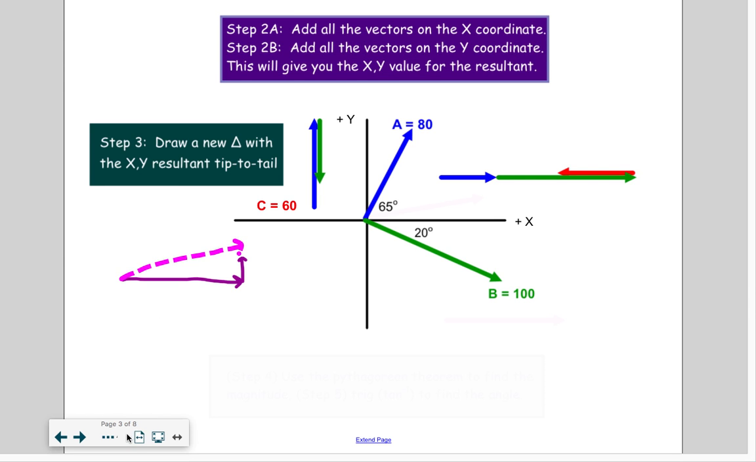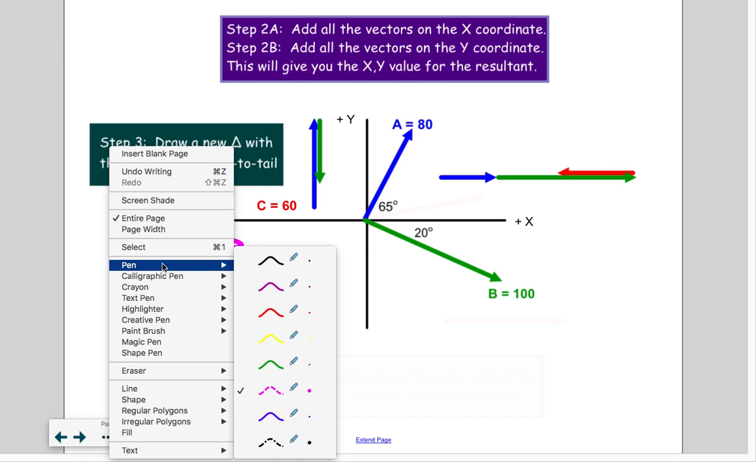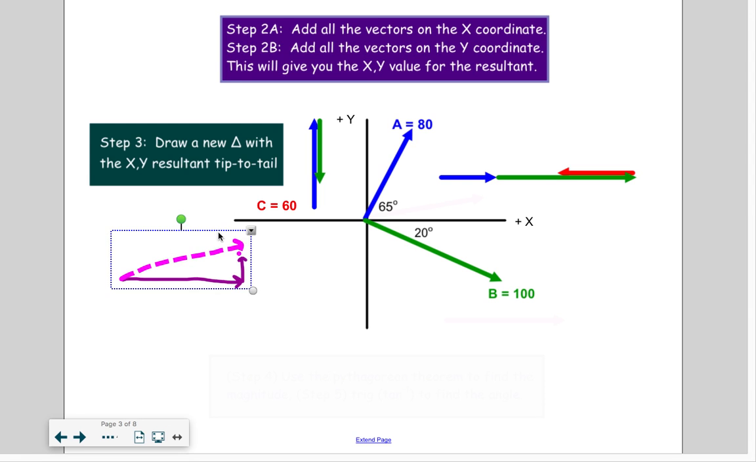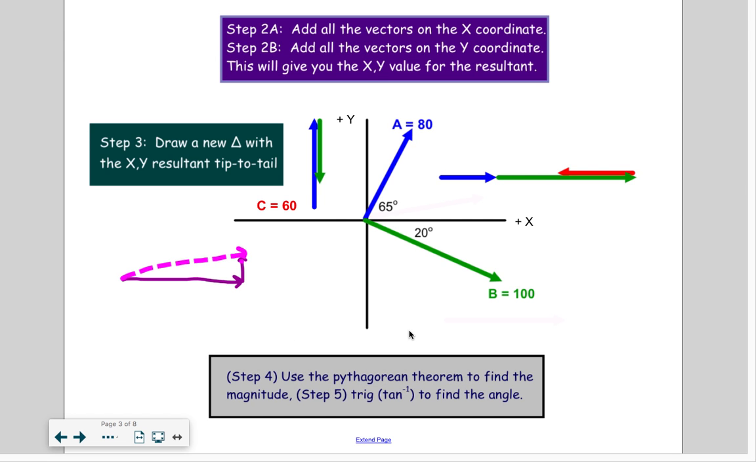Okay? And let's see if I can readjust that a little bit so that it's a little bit better. It's finicky. Okay. So basically it's about right there. So that would be my overall resultant, and you can see then that I'd have a 90-degree angle right in there. And so that brings us to our step 4 and step 5, and last thing, once we have this right triangle, we're just solving it.